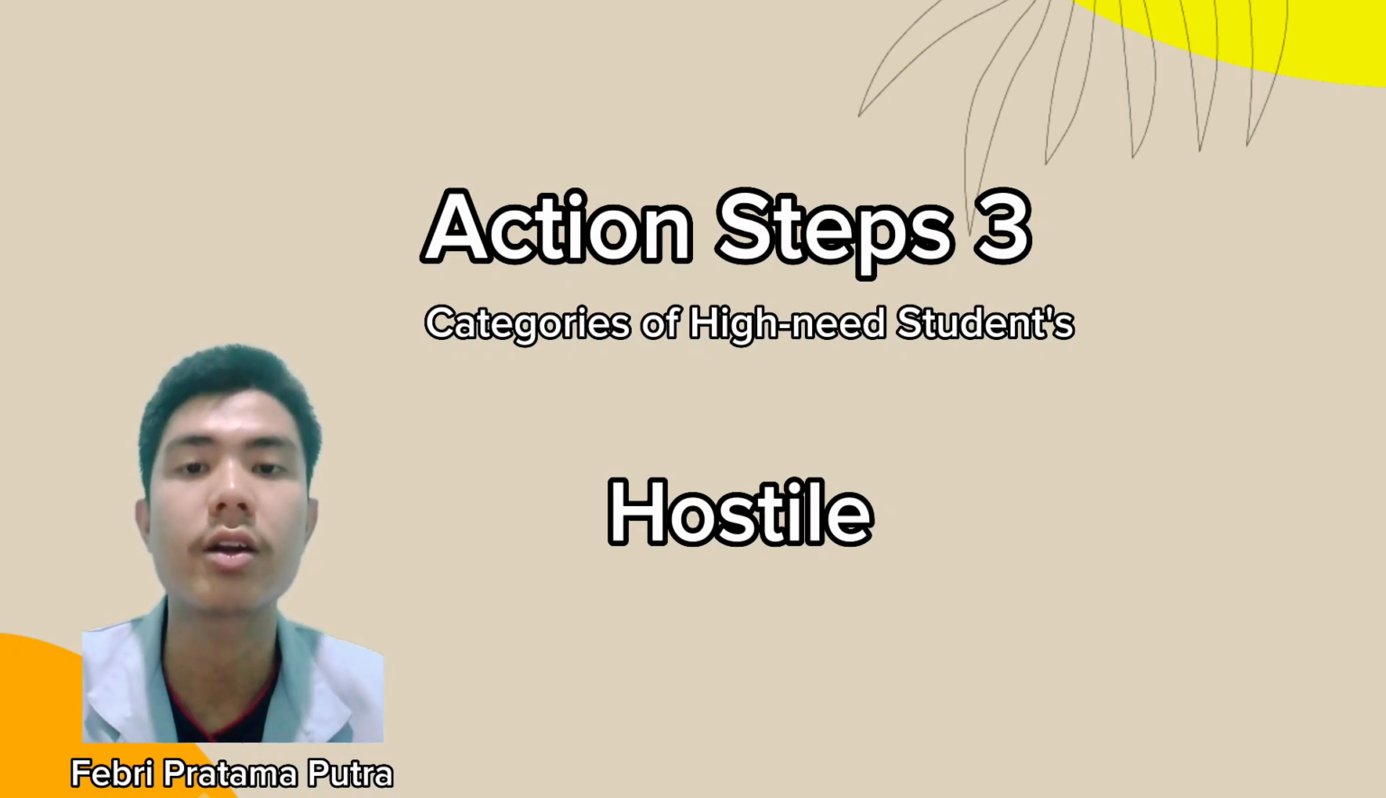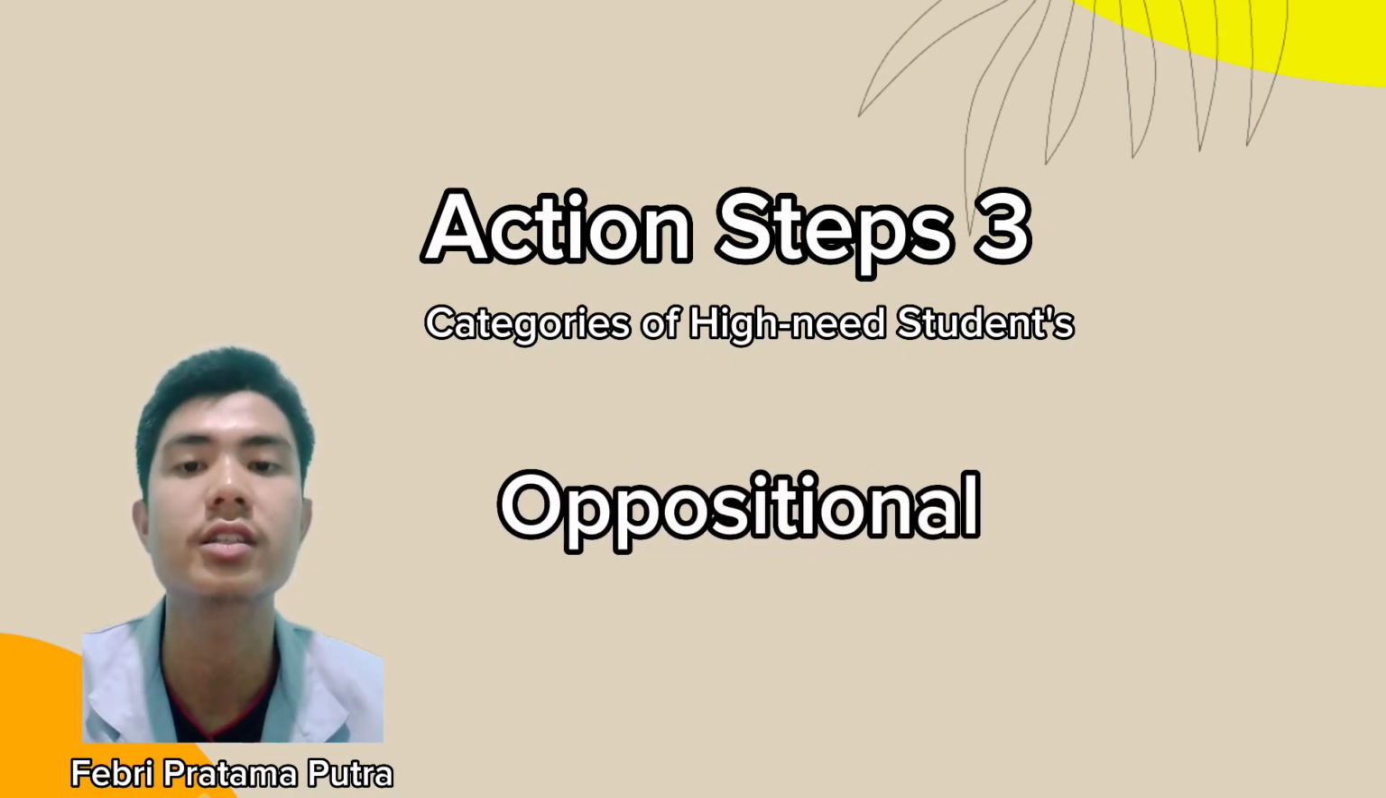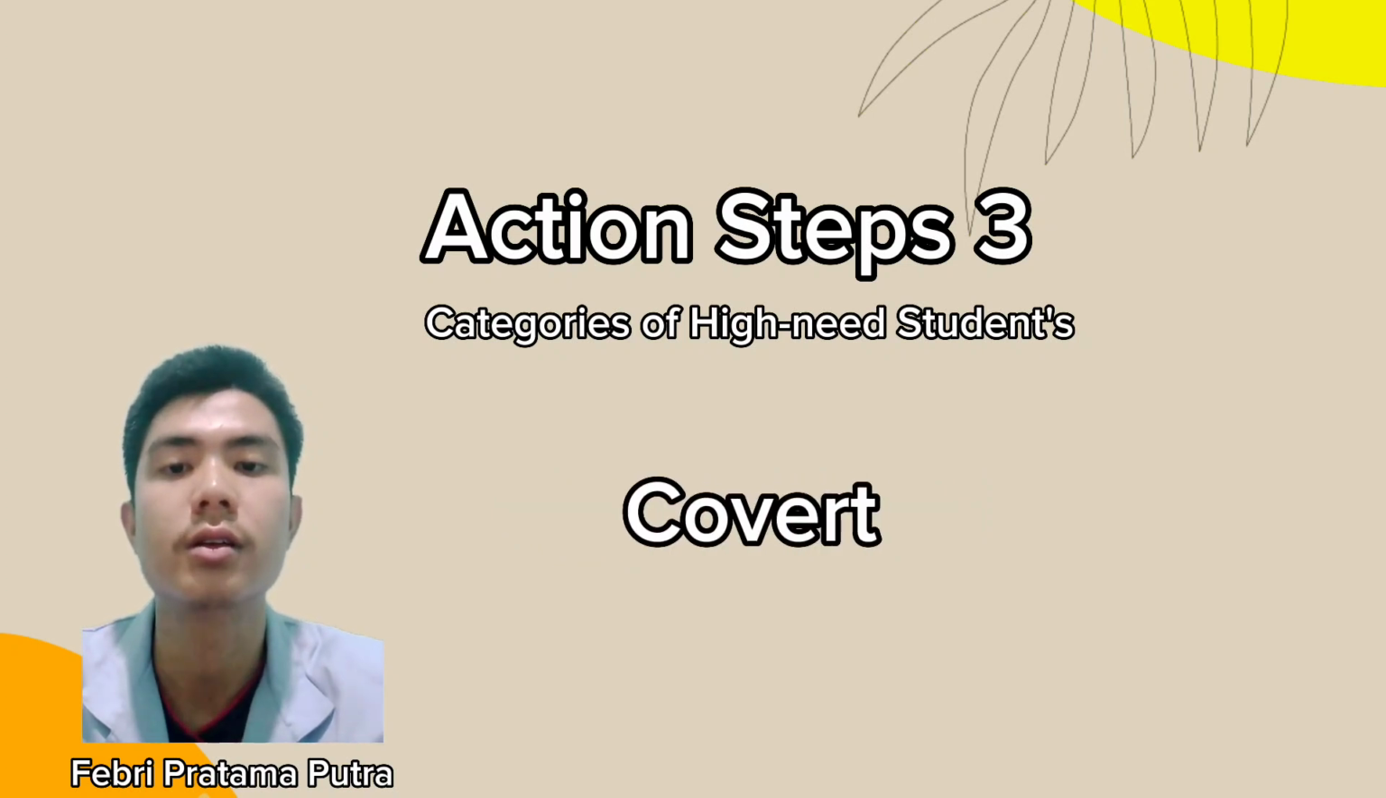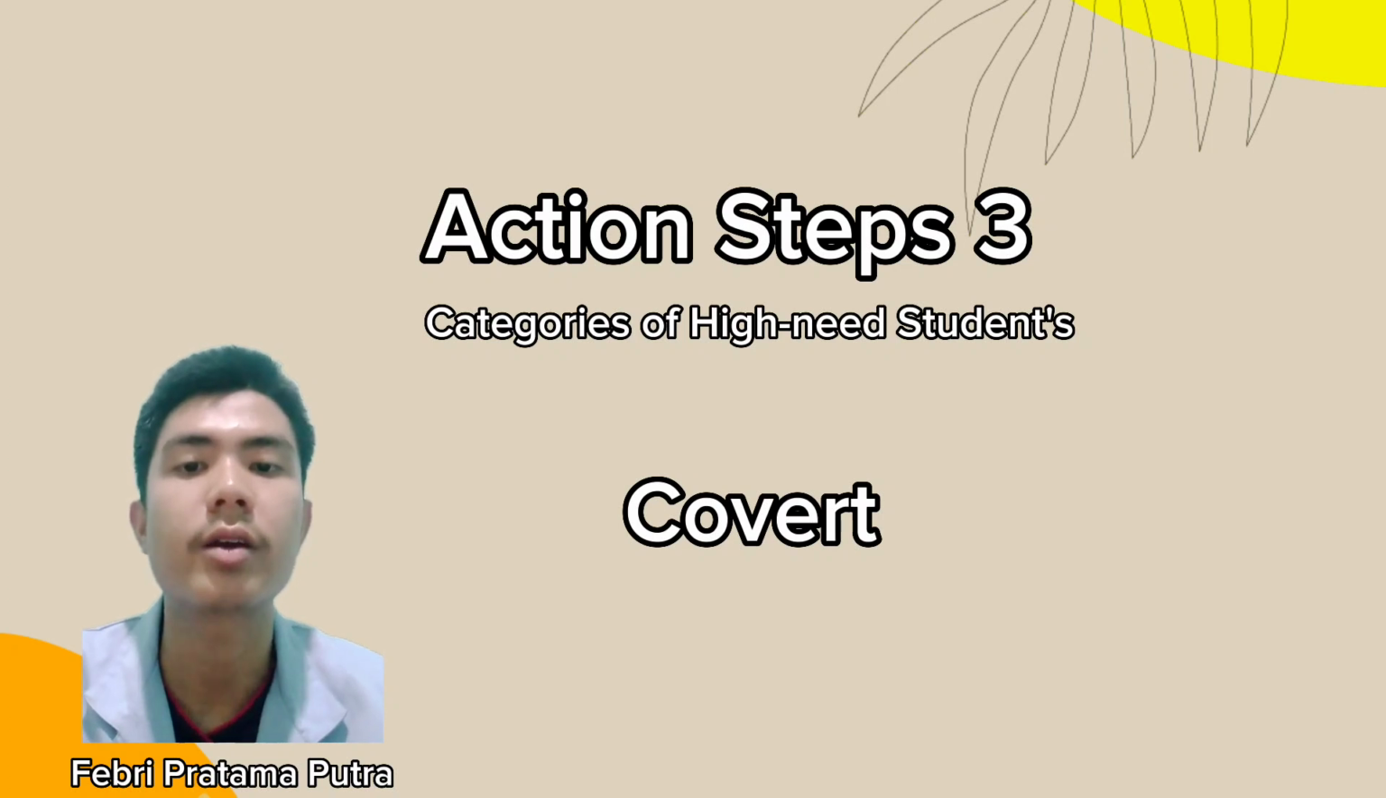The second subcategory of aggressive students is referred to as oppositional. These students exhibit milder forms of behavior problems than the hostile student. The third subcategory of aggressive is covert. These students do not have an identifiable DSM diagnosis, but they are easily recognizable to most teachers.